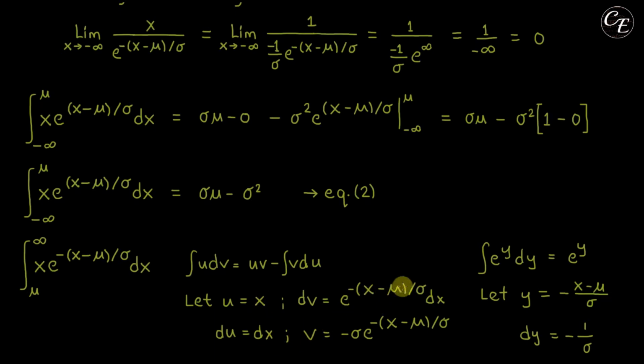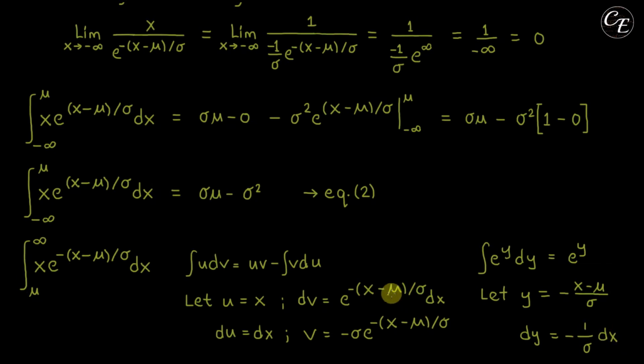To integrate this one, let us use this formula from calculus. Let y be the exponent of this e, which is negative of x minus mu over sigma. Then dy will be the derivative of this one, which is negative of 1 over sigma. Then we have here dx.